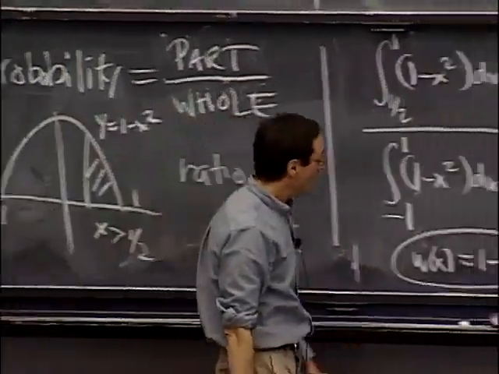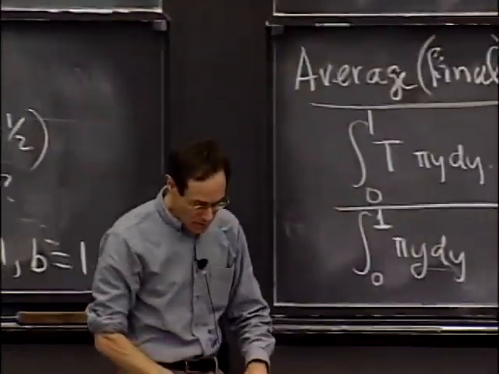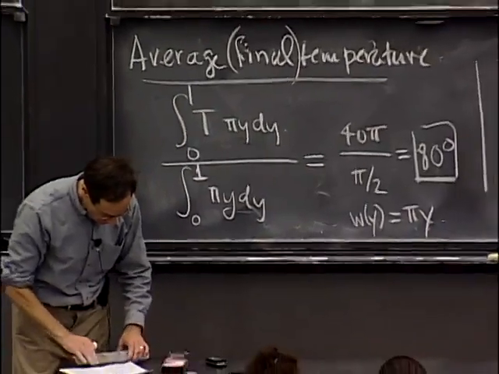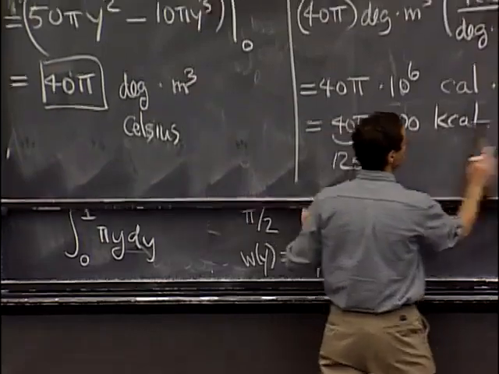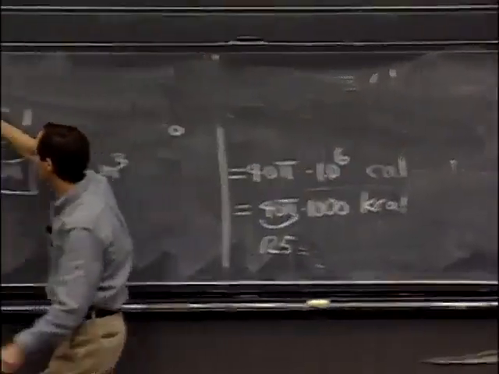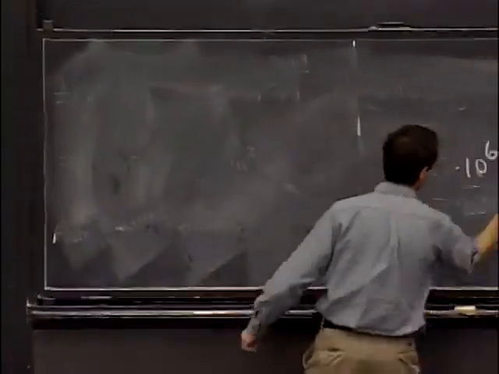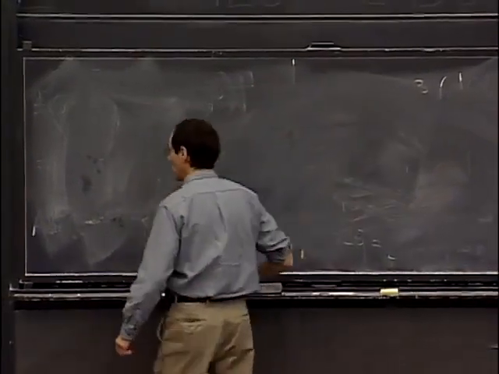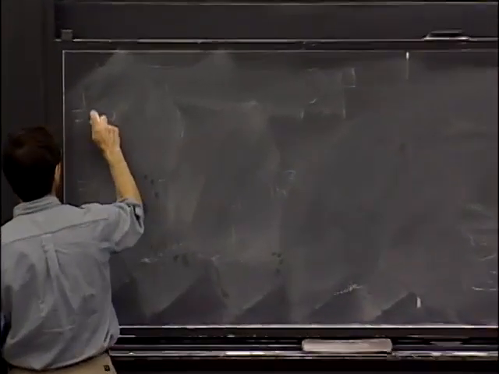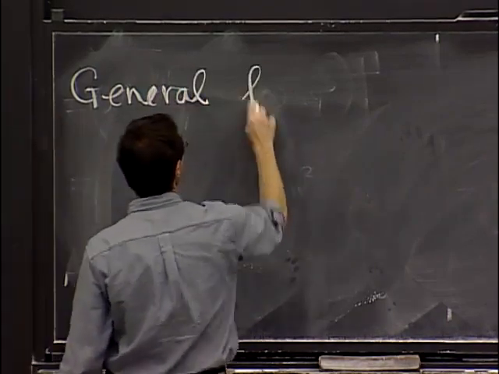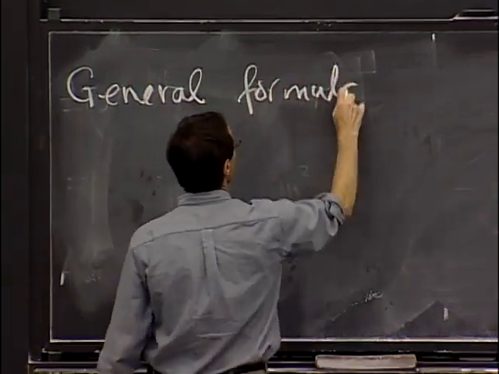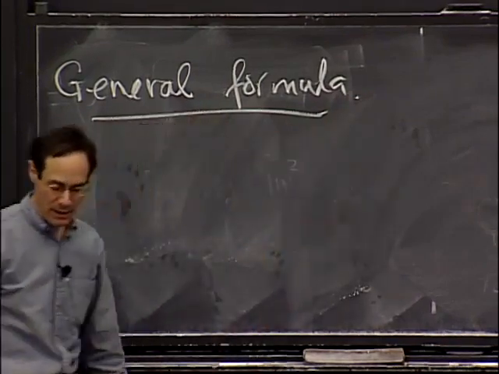All right, so I don't have quite enough time to tell you about my next example. Instead, I'm just going to tell you what the general formula is, and we'll do our example next time. I'll tell you what it's going to be. So here's the general formula for probability here.